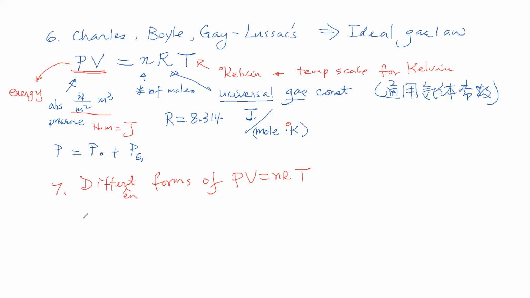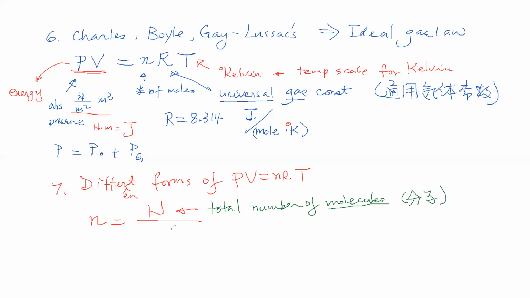So it's quite simple. PV equal to nRT, where n is the number of moles. That's equal to the total number of molecules. So N is the total number of molecules. I'm going to change the color again. Total number of molecules. Molecule in Chinese is 分子, right? And divided by the Avogadro's number.